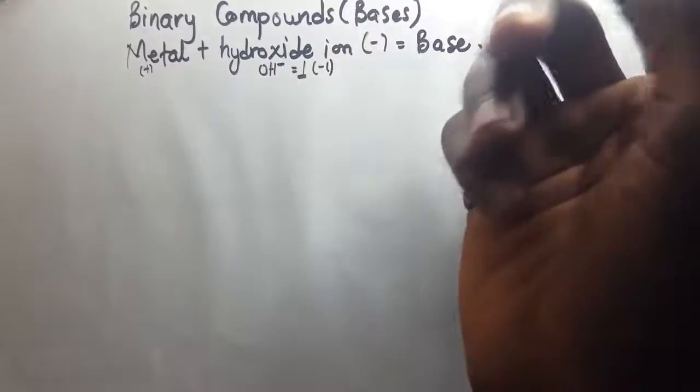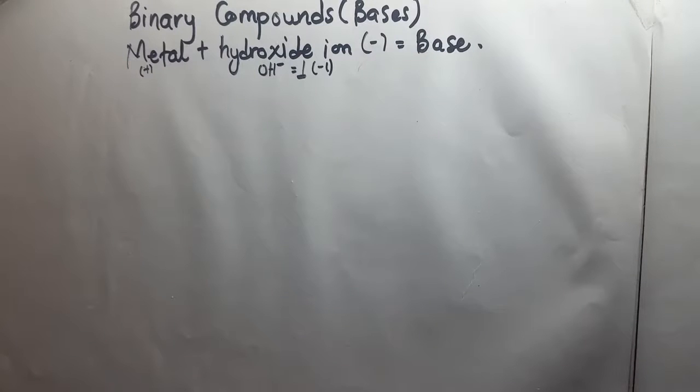So in order to name binary compounds which are bases, you need to know the valencies of each of the elements, the metal plus the hydroxide. You need to know the valency for the metal, and you already know the valency for the hydroxide, which is -1, so that you can do the crossing.